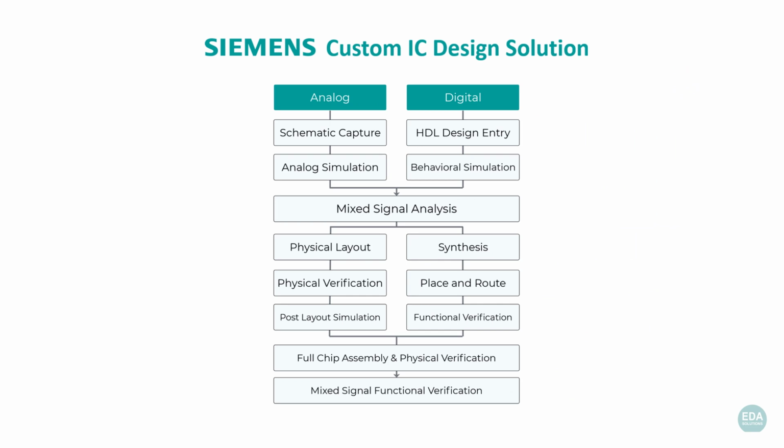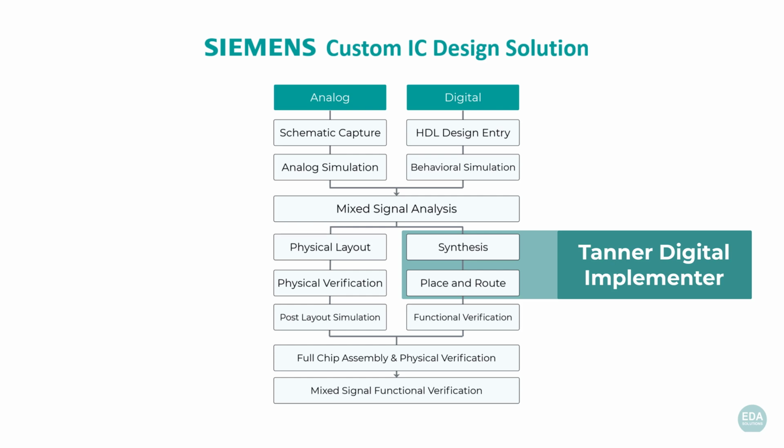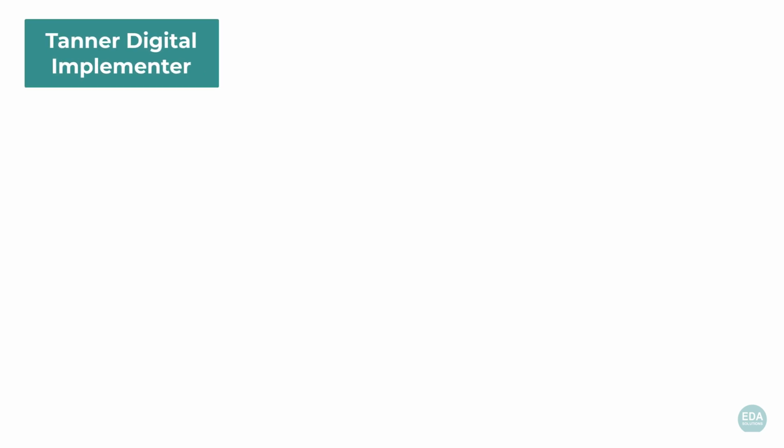Siemens EDA Custom IC Design Solution provides digital implementation through Tanner Digital Implementer, TDI. For the physical implementation of digital blocks within a mixed-signal custom IC design, TDI includes powerful digital synthesis and place and route engines, and it integrates with L-Edit in the main body of the overall IC design solution. The Tanner Digital Implementer is optimized for analog specialty process technology nodes down to 22 nanometer.